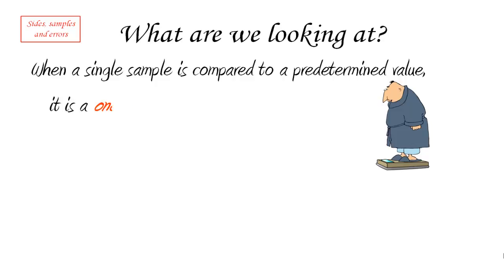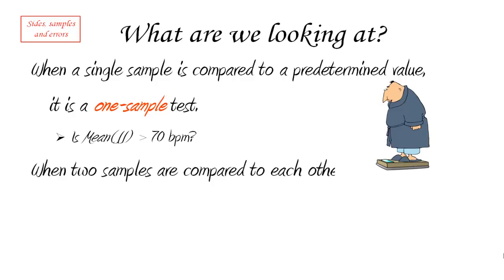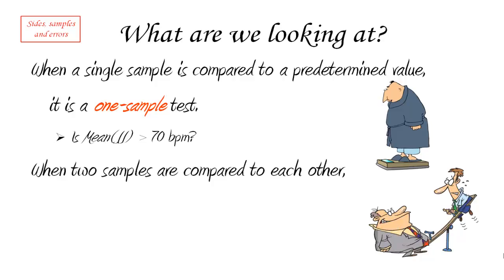So in this case, we call this a one sample test, for obvious reasons. We're only considering one sample, we're not splitting it, we're just comparing that to a single number. For instance, in our regular example, we may ask, is it true that the mean heart rate for nursing students after doing jumping jacks is more than 70 beats per minute? Okay, so we're comparing the one sample of everybody who's done jumping jacks to this predetermined number of 70 beats per minute.